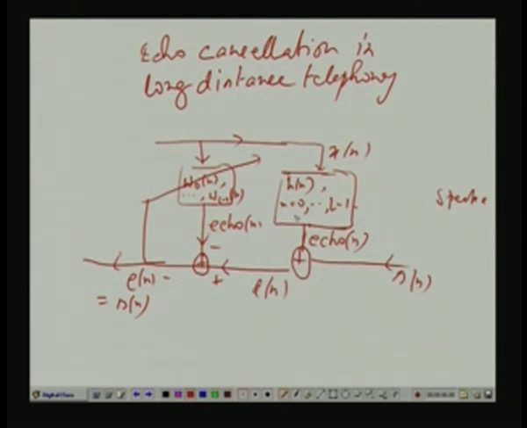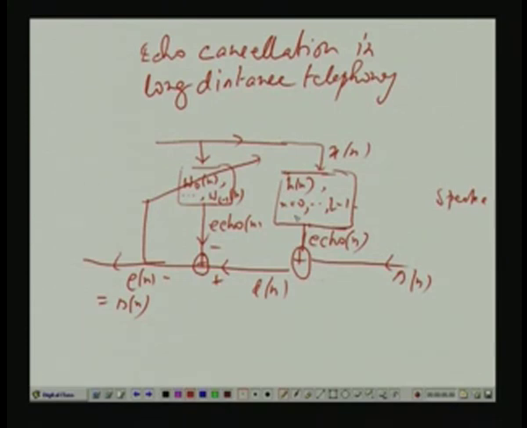This echo cancellation is particularly useful for data modems, because human beings can still, using their intelligence, differentiate between echo and the actual sound to be heard, but if it is a data modem, a computer cannot. So echo cancellation for a data modem is very essential.